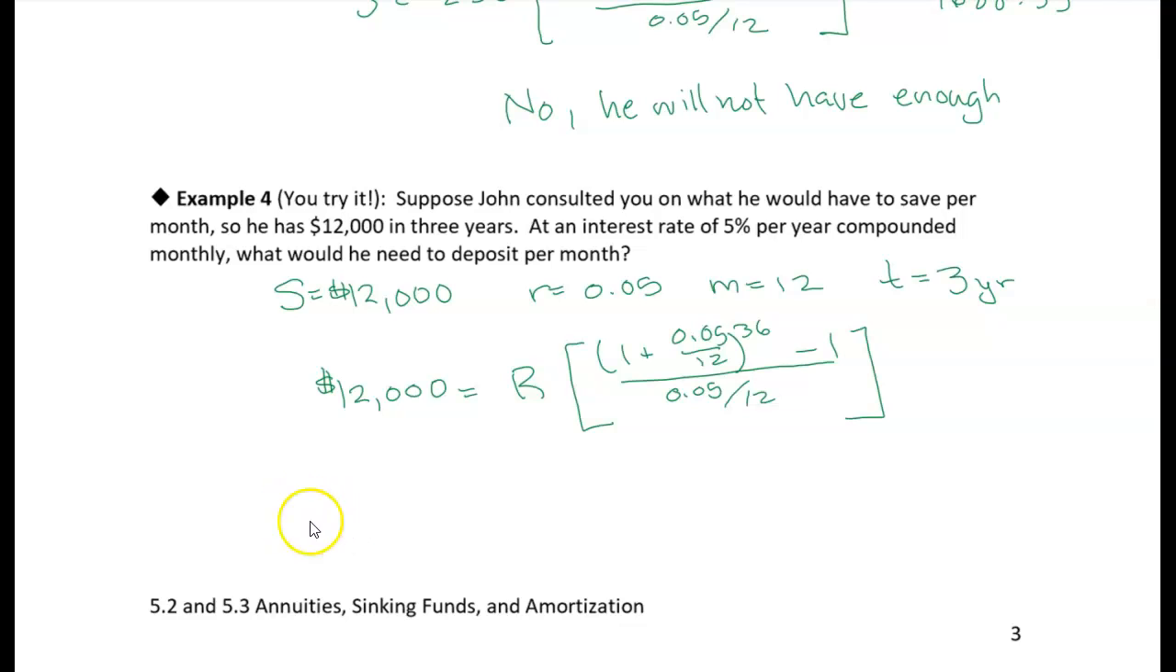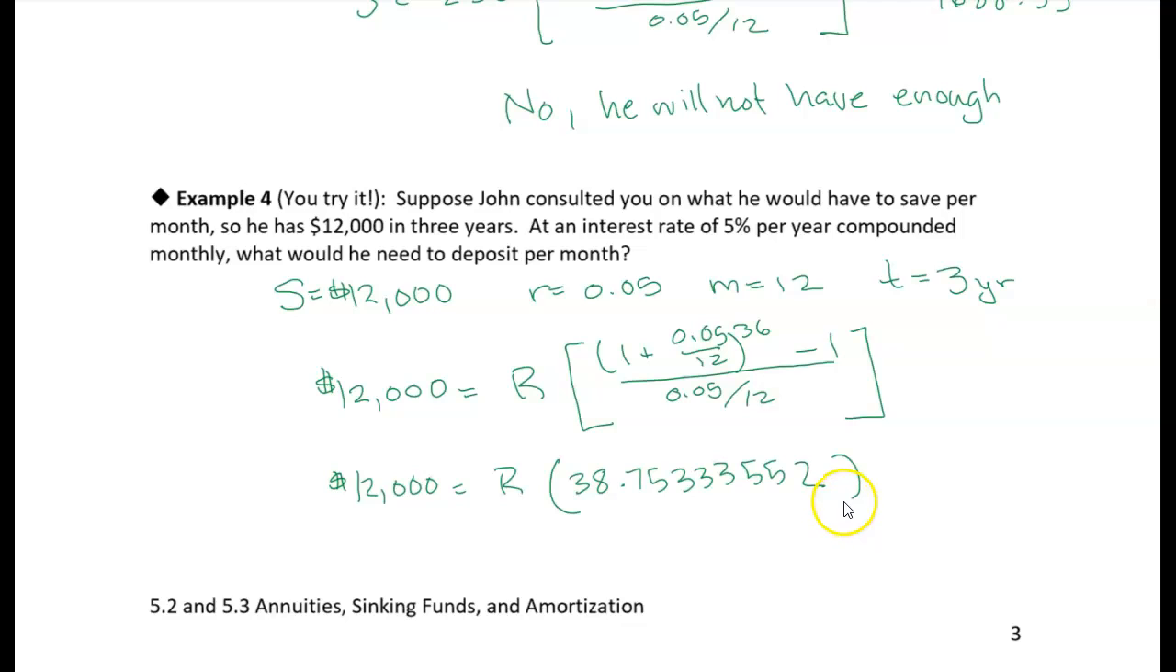And the key thing to recognize here is that I'm just going to take R, and then this whole thing is just a constant. This whole thing in the square brackets up here, I could just put that into my calculator. When I put that thing in square brackets into my calculator, I get 38.75333552.